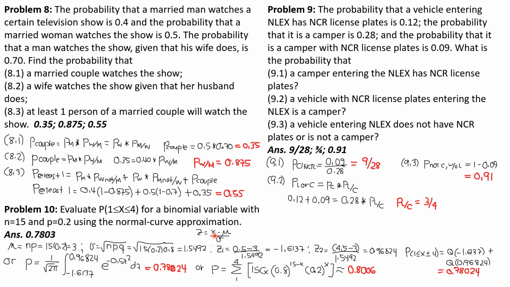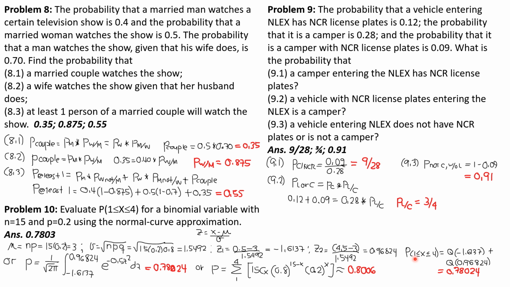So remember, the z-score is any value, entry or data in the set, minus the mean divided by the standard deviation. So as I said, for approximation, we consider 0.5 to the left of 1 and 0.5 to the right of this boundary here, 4. So for the left, z1 is 0.5 minus the mean, which is 3, divided by the standard deviation, and that is negative 1.6137. For the upper z-score, the right z-score z2, 4 plus 0.5, 4.5 minus 3 over 1.5492, is 0.96824.